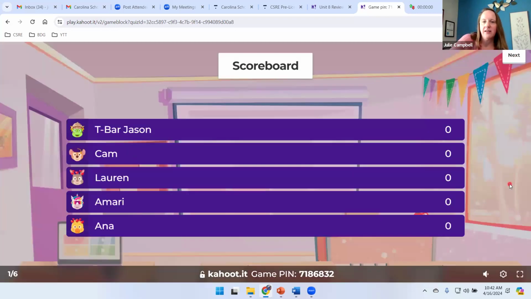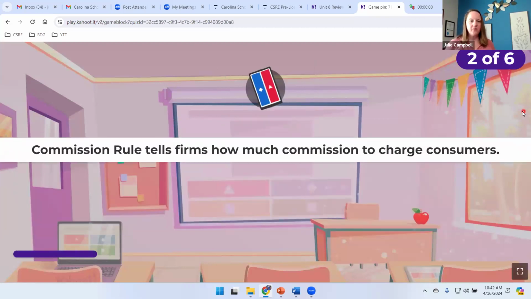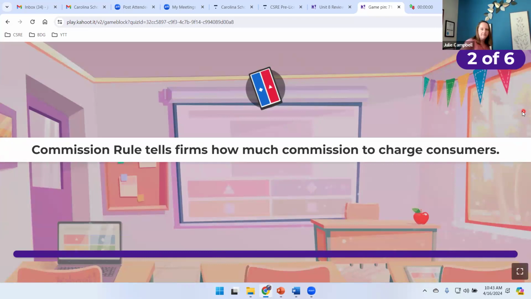So let's see what we got out of the gate here. T-Bar Jason came out first, followed by Cam and Lauren, Amari and Anna. Question number 2. Commission rule tells firms how much commission to charge consumers.